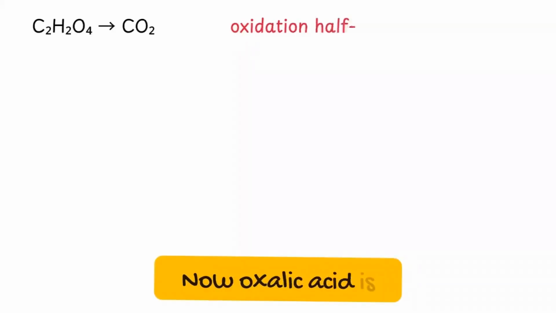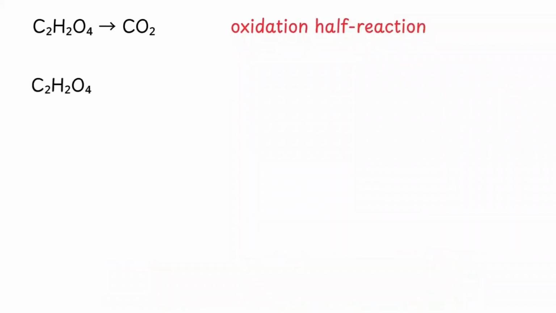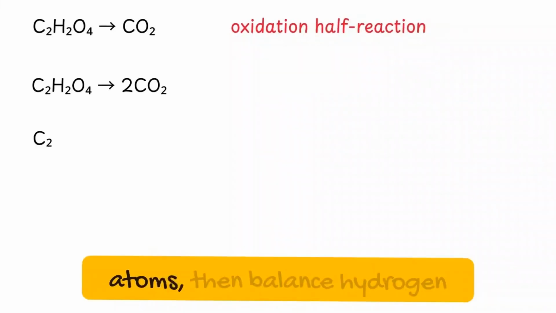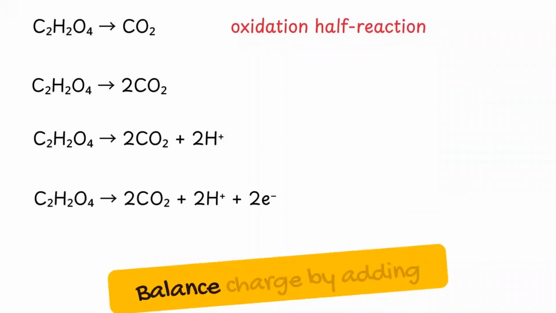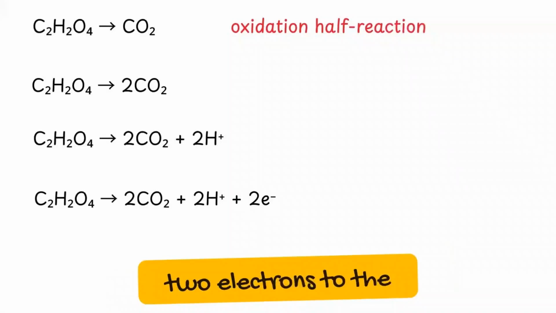Now oxalic acid is oxidized to carbon dioxide. First, balance the carbon atoms, then balance hydrogen by adding 2H⁺ to the products. Balance charge by adding 2 electrons to the products.